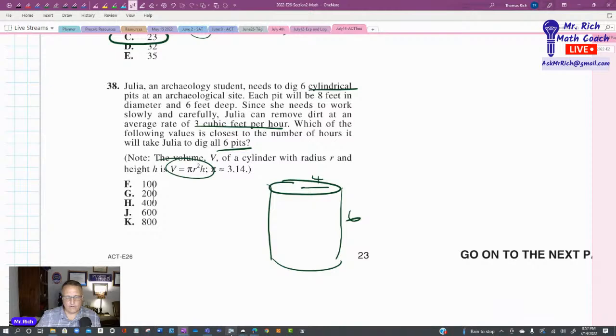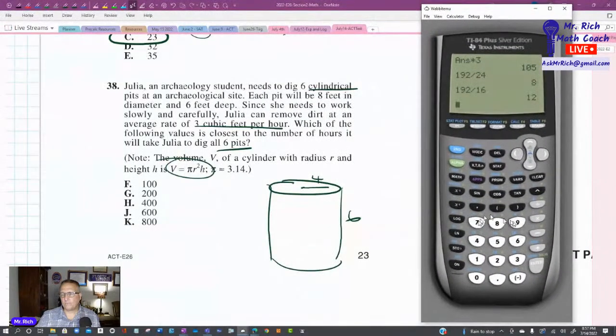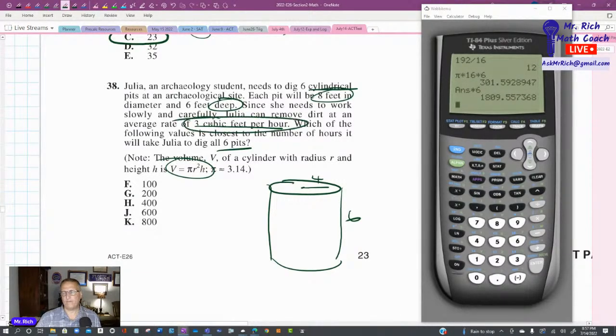So I'm going to use my calculator to make this go fast. Each one of these pits is going to be pi times r squared, which would be 4 squared or 16, times 6. Okay, but there's 6 of them. Now that's cubic feet, right? These were all units of feet. Now she's going to remove dirt at 3 cubic feet per hour, so I need to divide this by 3. So it looks like 600 is my answer.